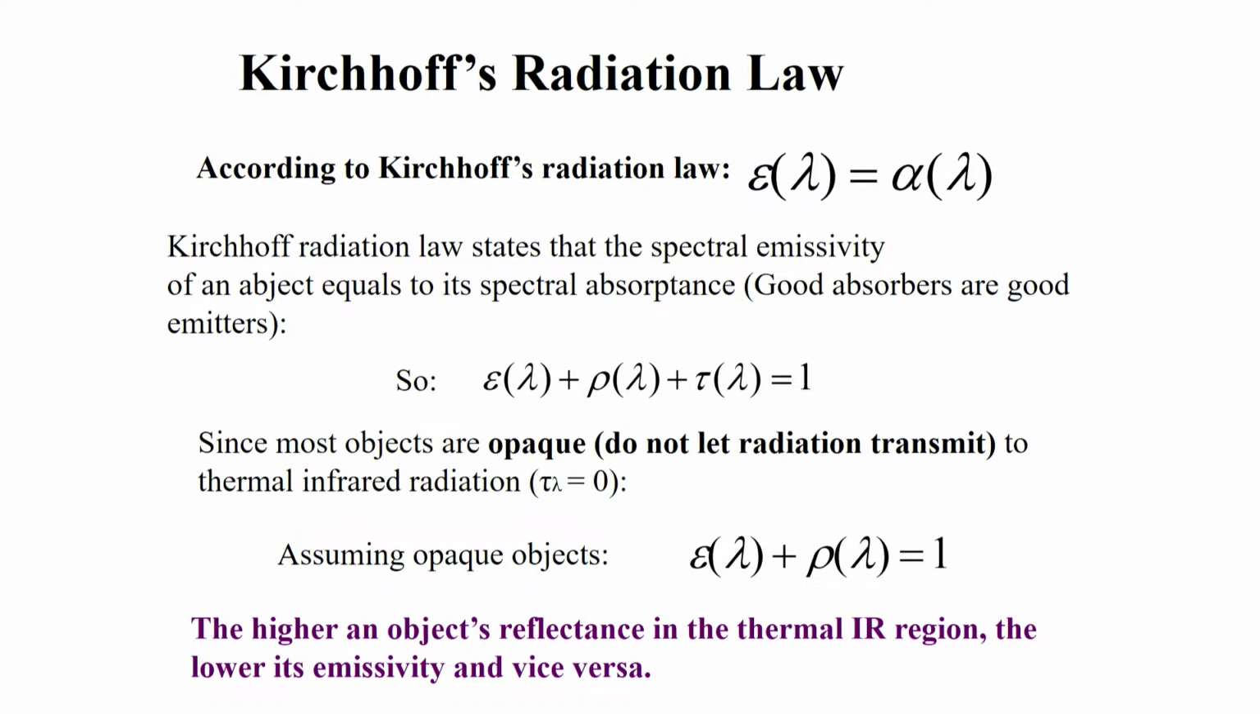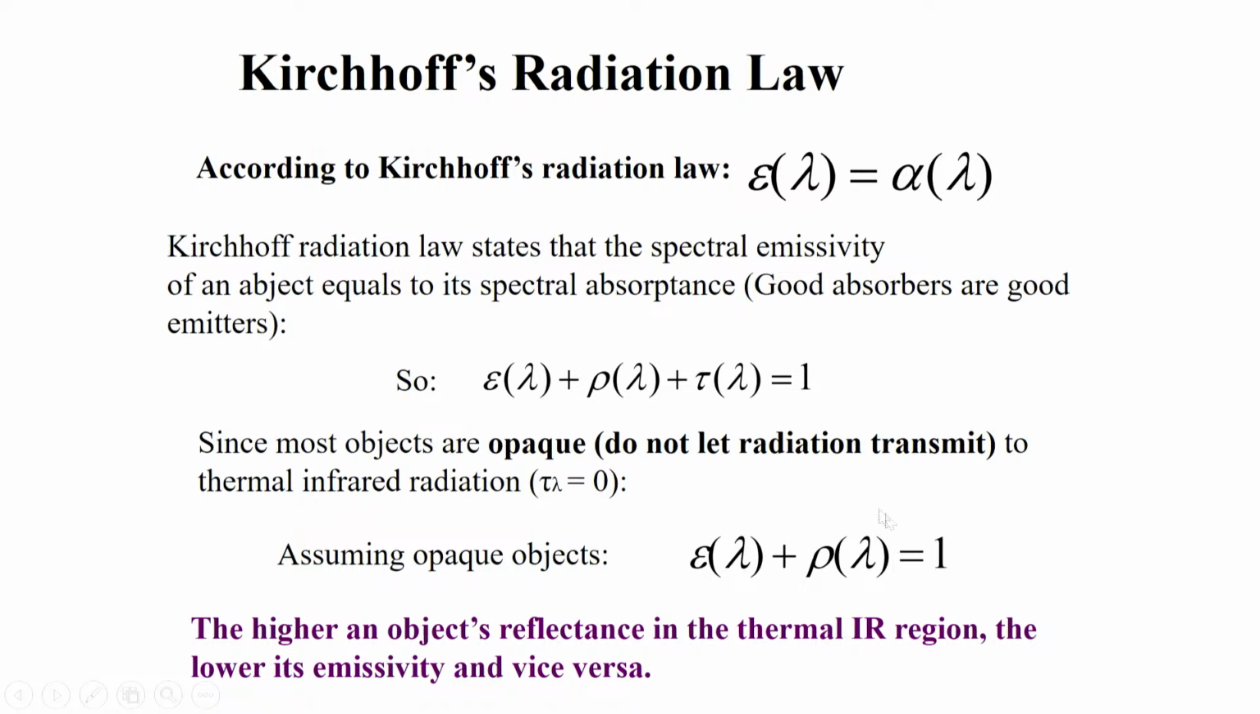So due to that, the transmittance will become 0. Now when transmittance becomes 0, what will happen? There will be only two portions of the incident electromagnetic wave. One portion will be reflected, one portion will be absorbed. Now here you can see that reflectance plus absorptance, or reflectance plus emissivity, is equal to 1.